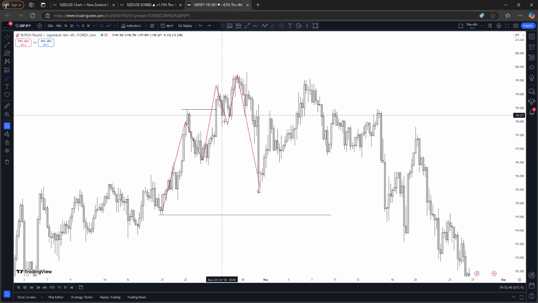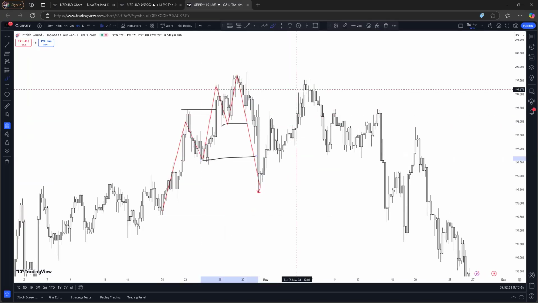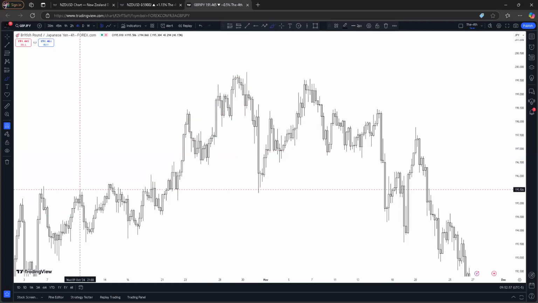So you can see we had 2 structural point breaks. We had this structural point break 1. We had this structural point break 2. Price gave to us some sort of reversals, and you can see how we just continue to move to the downside.